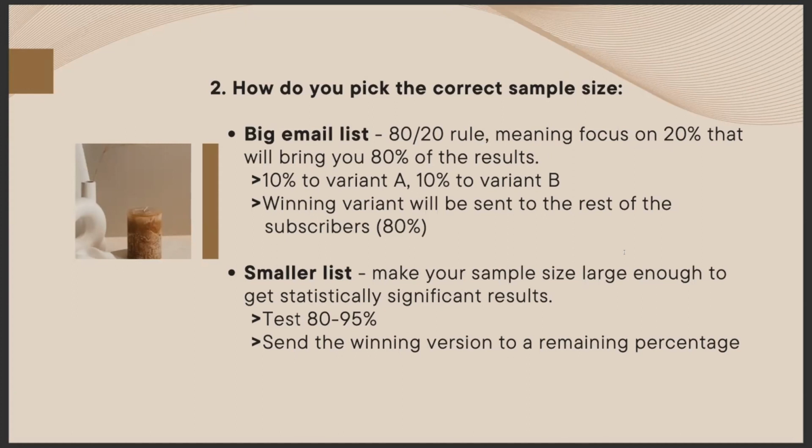Now, when you have a smaller list, make your sample size large enough to get statistically significant results. So the test will be 80 to 95% of the list, and then the winning version will be sent to the remaining small percentage of your email list.